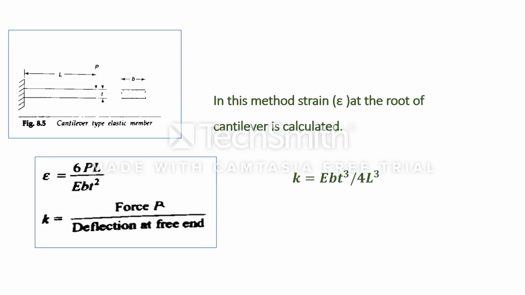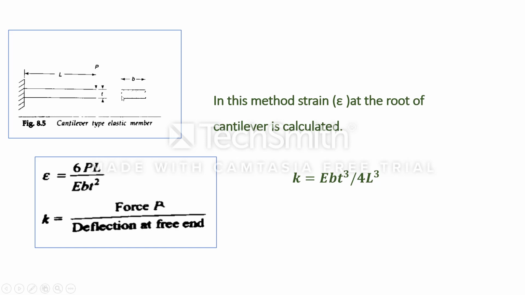Next, the simple cantilever type elastic member. In case of a cantilever beam, one end is fixed and the other end is free. We can apply the force on one end at a distance L. Because of this force application, the bar can deflect in this direction. Here we can consider T as the thickness of the bar, and B as the width of the bar.